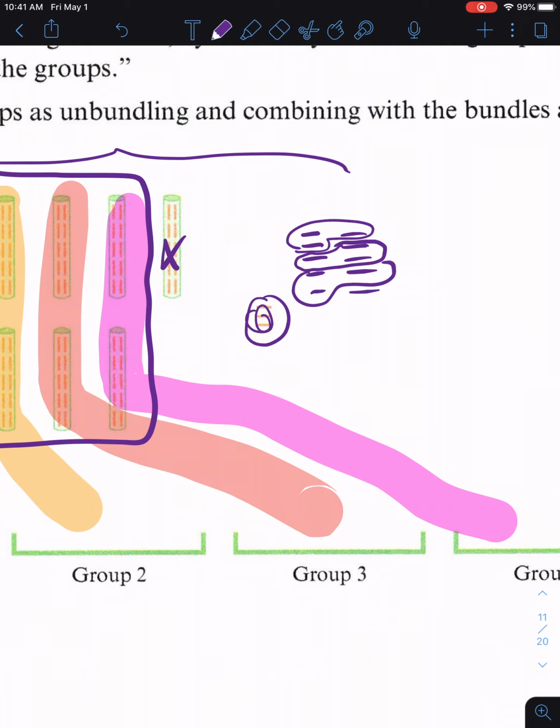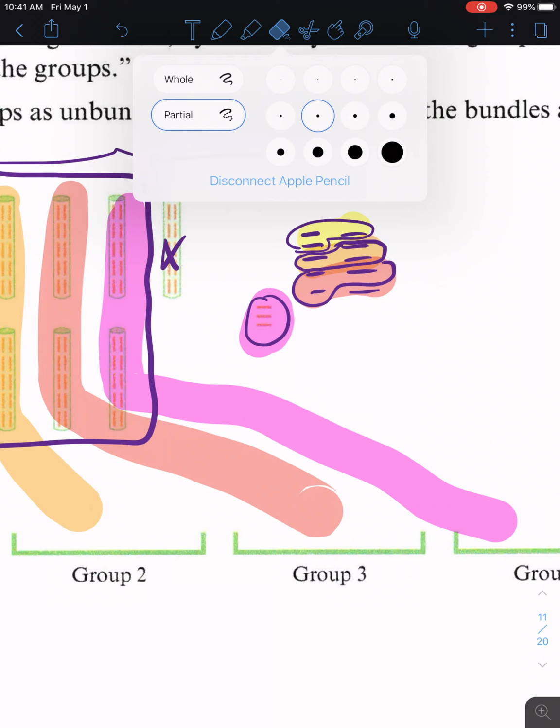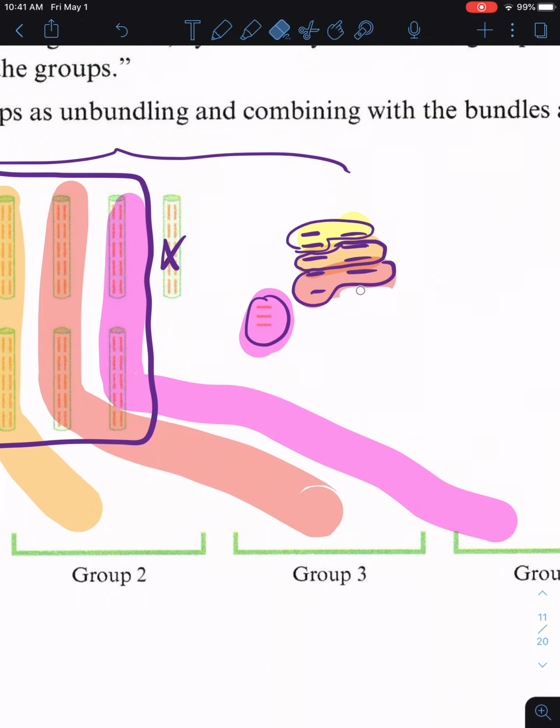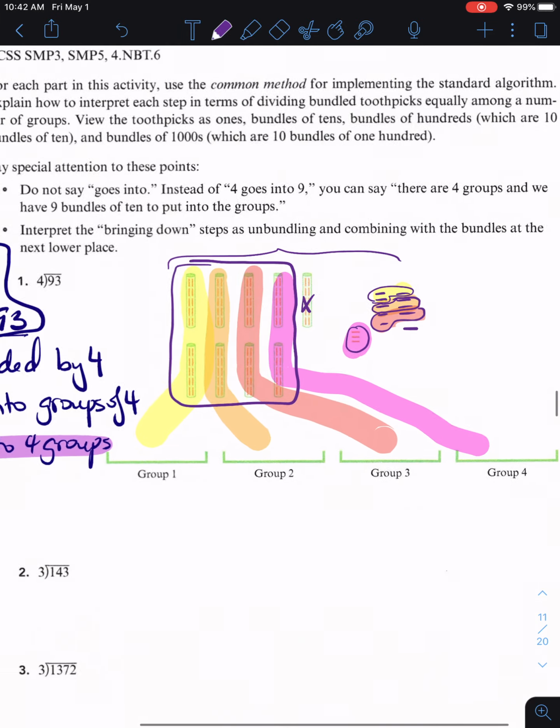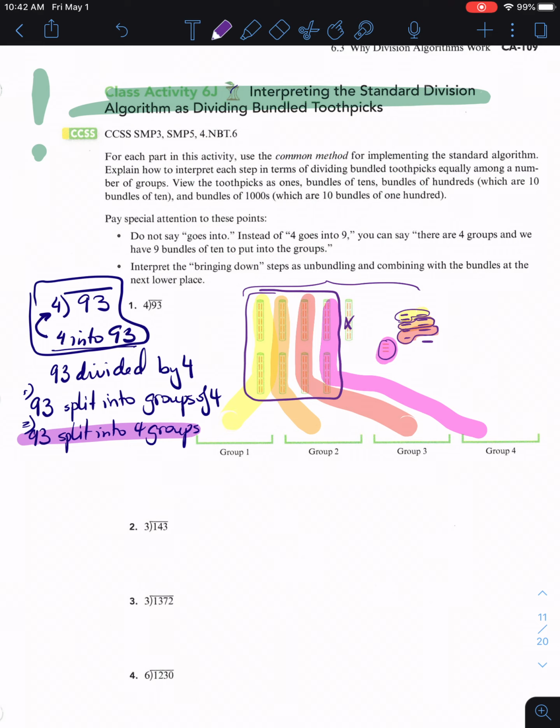So this could be 1, the yellow group, the orange group, and the red group, except for this here, which is the one remaining piece. So how many would we have in each group? 93 divided by 4 would give us 2 bundles and 3 singles with a remainder of 1.